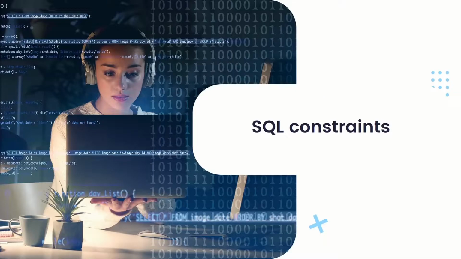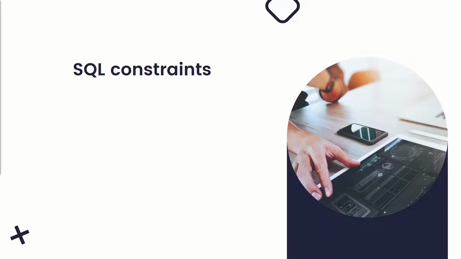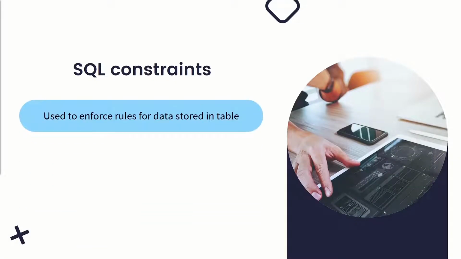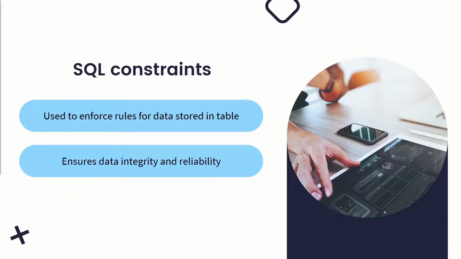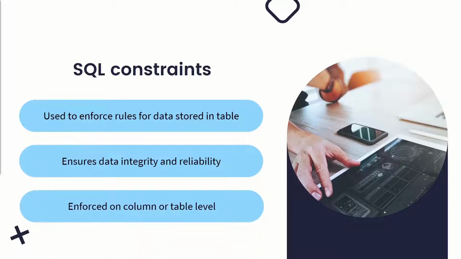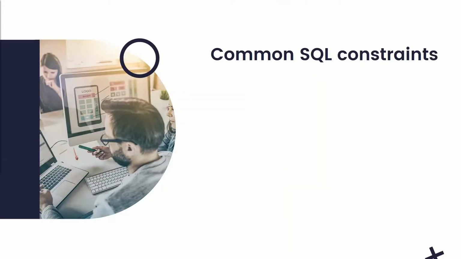Excellent. Now let's move on to SQL constraints. What exactly are SQL constraints? Well, first of all, SQL constraints are used to enforce rules for data stored in a table or within a database. This ensures data integrity and provides us with reliable data moving forward in the event that we ever want to query that data. And then lastly, we enforce constraints on a column level or even a table level. And here are some common SQL constraints that we will use going forward in our upcoming lessons.